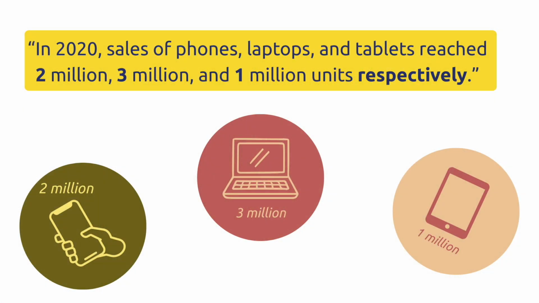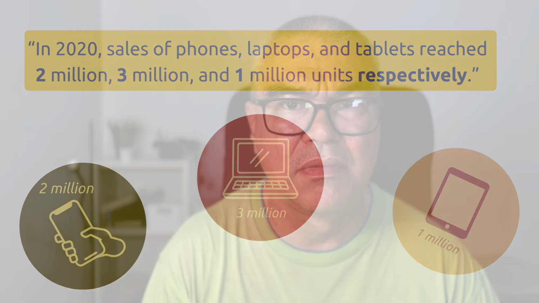It's also possible to use respectively with multiple categories. Here's an example for you. In 2020, the amount of sales of phones, laptops, and tablets reached 2 million, 3 million, and 1 million units respectively. This would be a good sentence. The categories are listed clearly, the figures are listed in the same order, and the sentence avoids repetition.